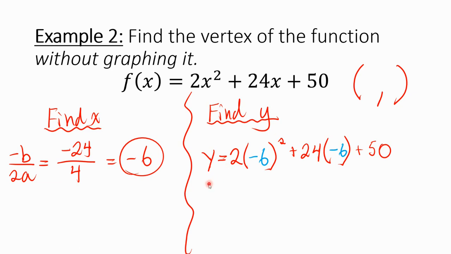All right, make sure you can follow what I just did. So I changed f of x to y. I replaced my x's here with -6. So now I'm going to go ahead and start simplifying. So remember, your order of operations, you need to do -6 squared first. So that's going to be 36.